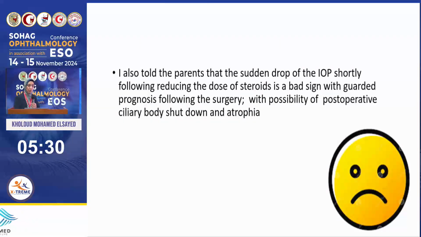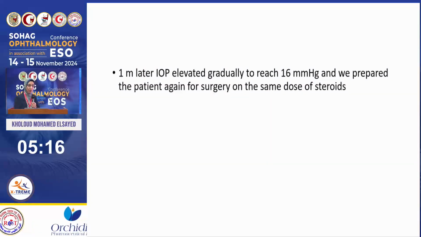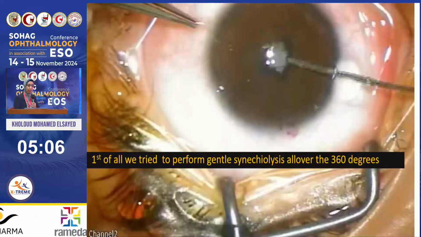I also told the parent that a sudden drop of intraocular pressure shortly following reducing the dose of steroids is a bad sign, with a guarded prognosis following the surgery, with the possibility of post-operative ciliary body shutdown and atrophy. One month later, intraocular pressure gradually elevated to reach 16 mmHg, and we prepared the patient again for surgery on the same dose of steroids.